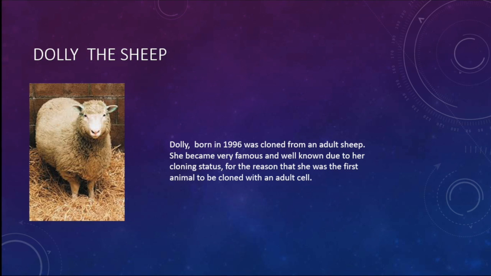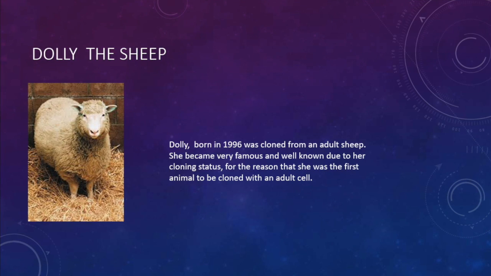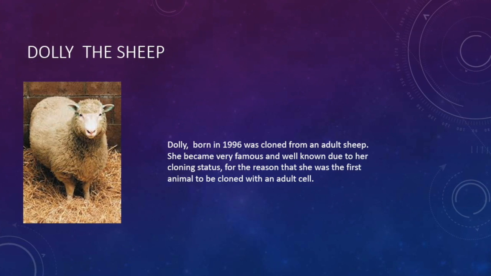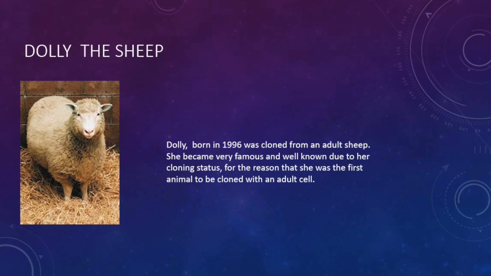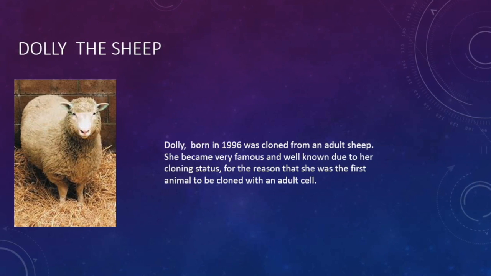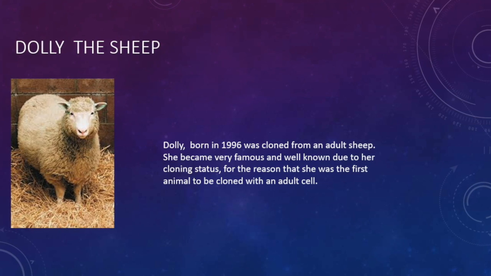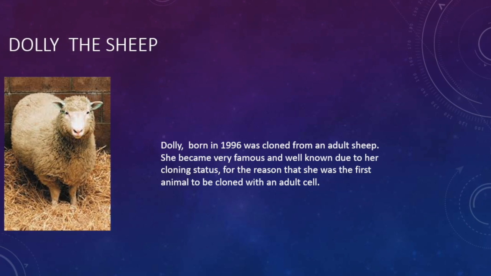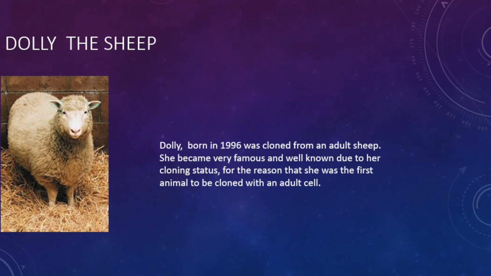Dolly, born in 1996, was cloned from an adult sheep. She became very famous and well known due to her cloning status, because she was the first animal to be cloned with an adult cell. Dolly was cloned by Keith Campbell and Ian Wilmut. Many people were fascinated that she was cloned from the cell of an adult mammal.